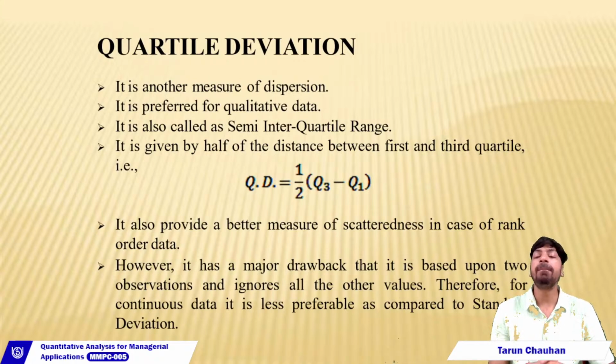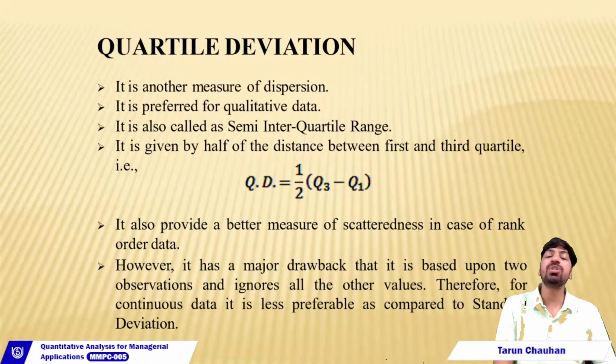It is one of the better methods to check the closeness of the points of the data set, which is called the scatteredness, in case of rank order data. If you're ordering the data, if you're ranking the data into ascending or descending order, quartile deviation is one of the good measures to use.